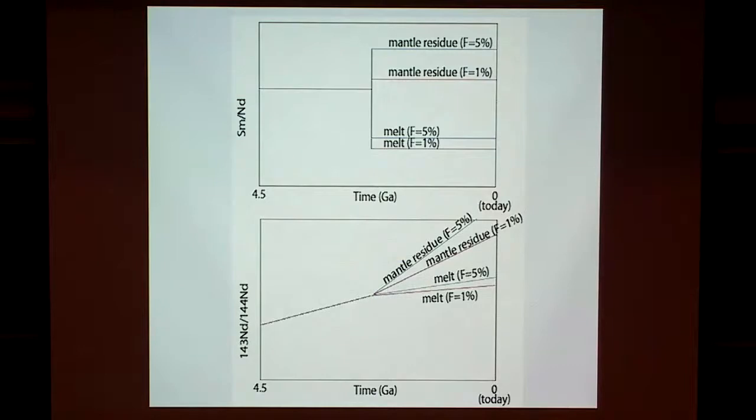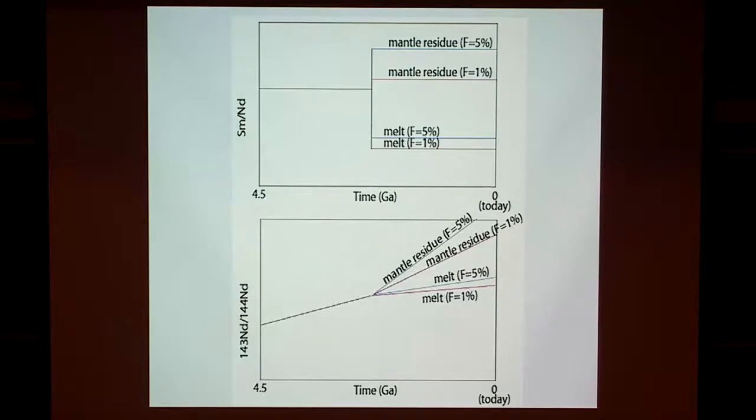Look at neodymium isotopes versus time. How does that change as a function of the samarium-neodymium ratio? Well, the samarium-neodymium ratio of your melt is lower than the mantle residue. So what happens? The neodymium isotope ratio of your melt doesn't increase as quickly as it does in the residue. Oh, by the way, the residue is probably something that is melting beneath mid-ocean ridges today, and the melt ends up becoming something not unlike continental crust.